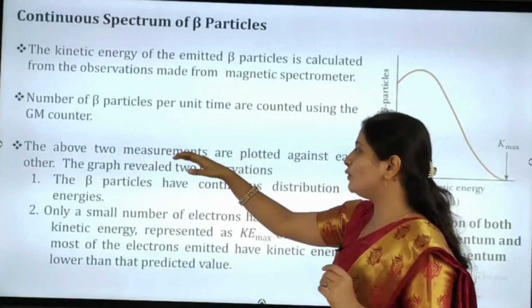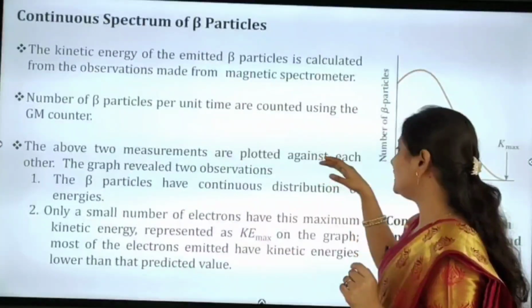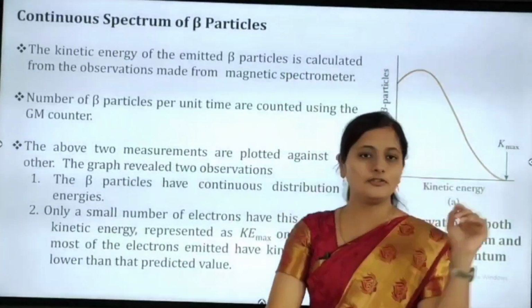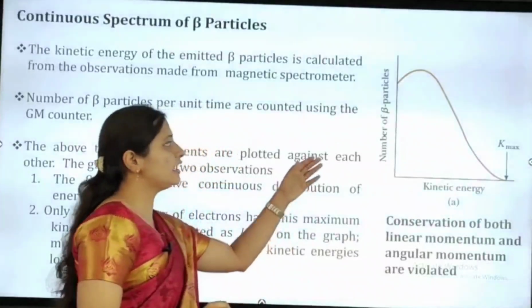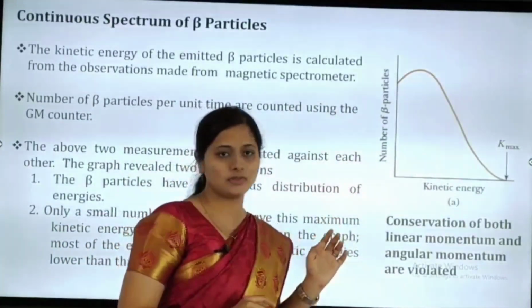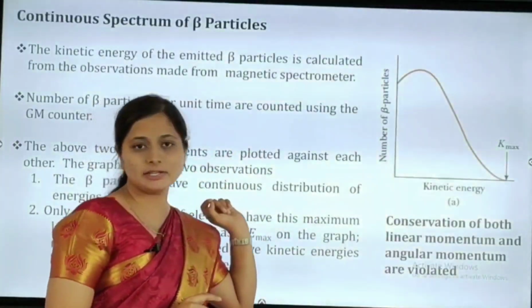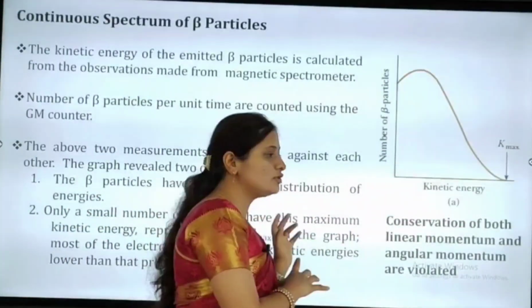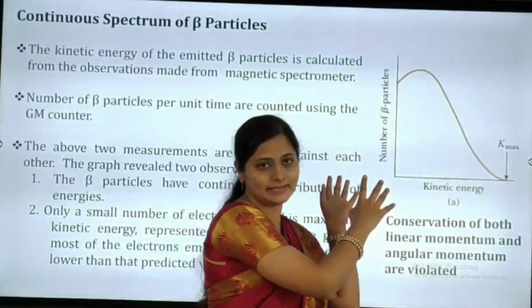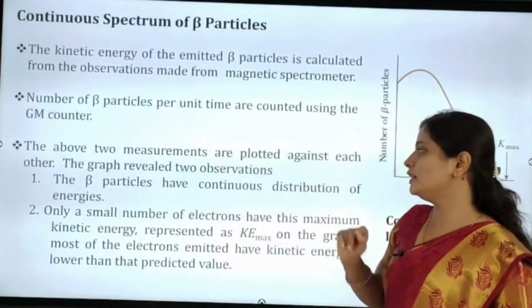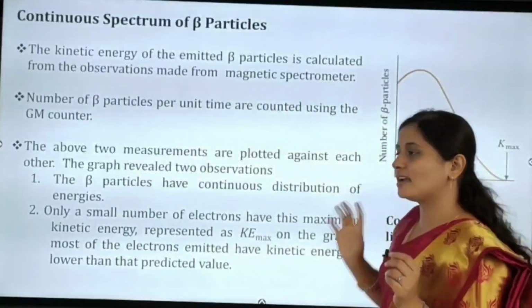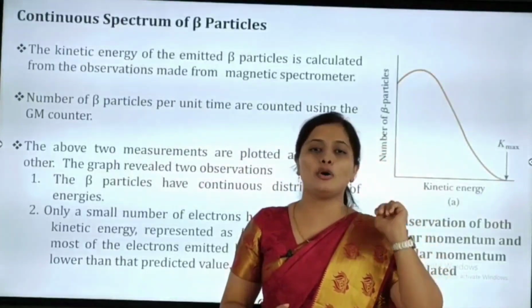Next, the above two measurements are plotted against each other. So these two observations are plotted here, the number of beta particles against the kinetic energy. We studied two calculations, and by taking these two calculations we make this graph. The graph reveals two observations.